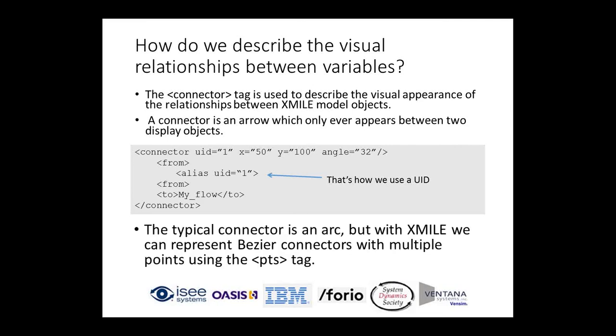The typical connector is an arc, but with XMILE, we can represent Bezier connectors with multiple points using the points tag. So inside of a connector, you can have a tag called points, and inside of the points tag, you can have individual points, which refer to absolute positions within a view, to create a connector that looks like this one here in the bottom right-hand portion of the slide.